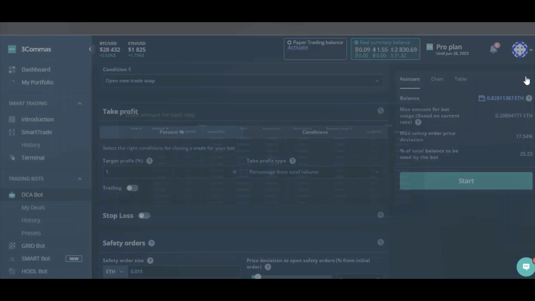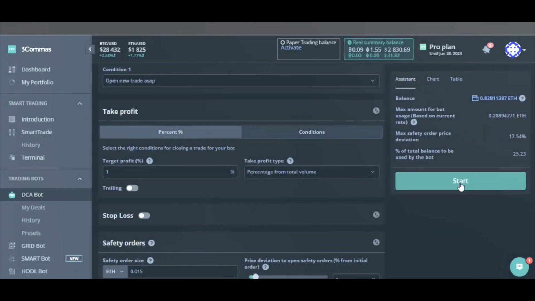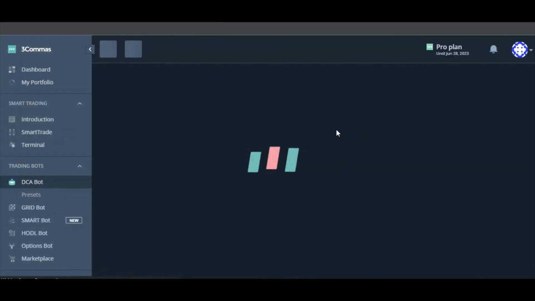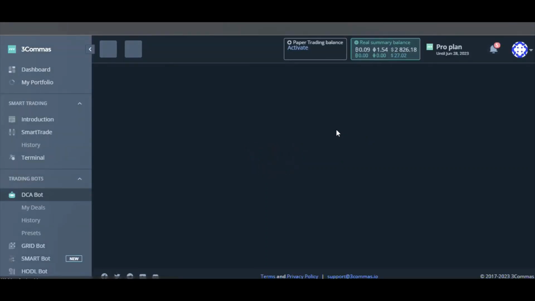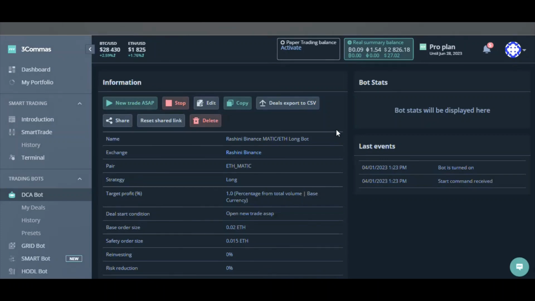So if this is all okay, you can start the bot. Then I will click on the start button. Then the bot has already been created, so it will be directed to a new window. The bot is still not started, bot created only. So all the settings are ready. Once you start this one, a new order will be executed, right? So that is how we can set up a dollar cost average bot in 3Commas.